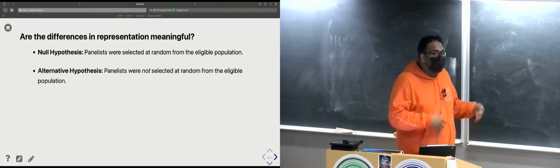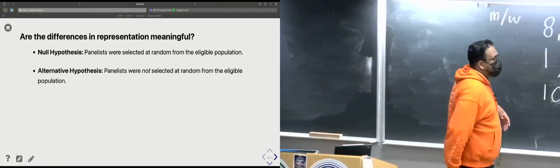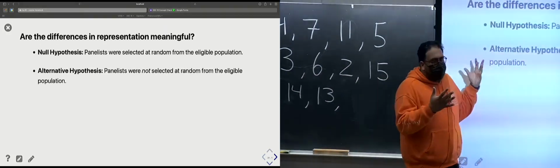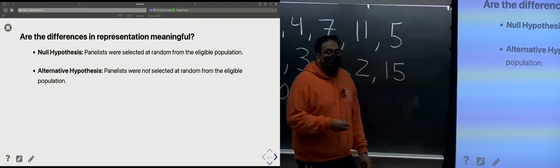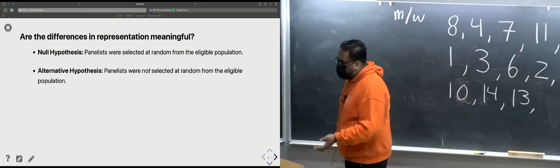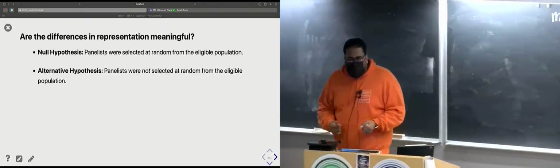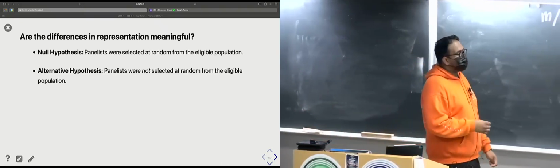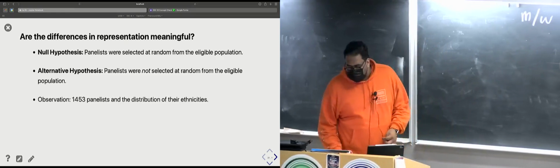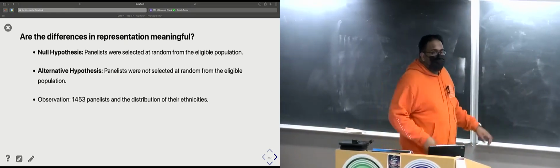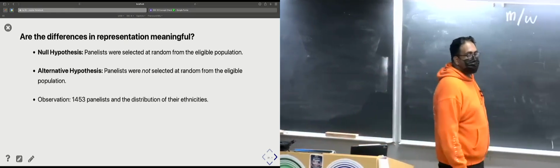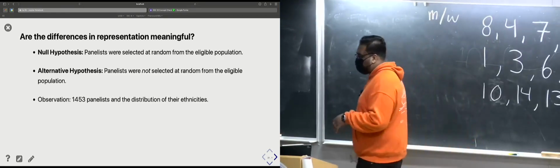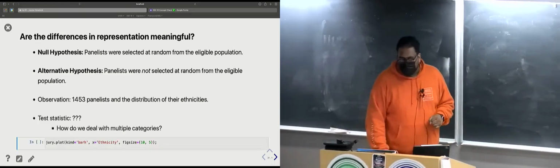And so, again, we want to test this hypothesis, where specifically our hypotheses are: the null hypothesis, panelists were selected at random from the eligible population, and the alternative hypothesis, panelists were not selected at random from the eligible population. Okay? Those are our hypotheses. We have our real-life observation. We have the distribution of those 1,453 panelists who actually showed up to serve on a jury.